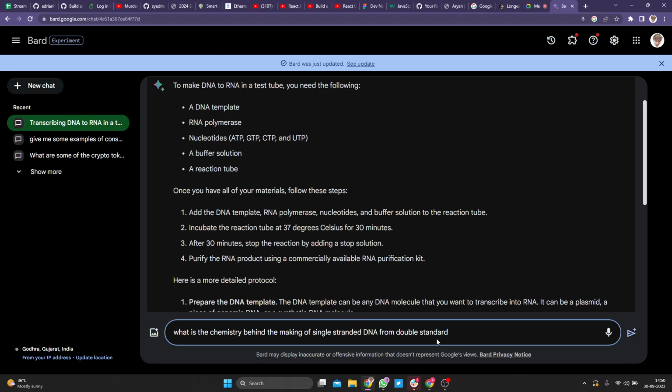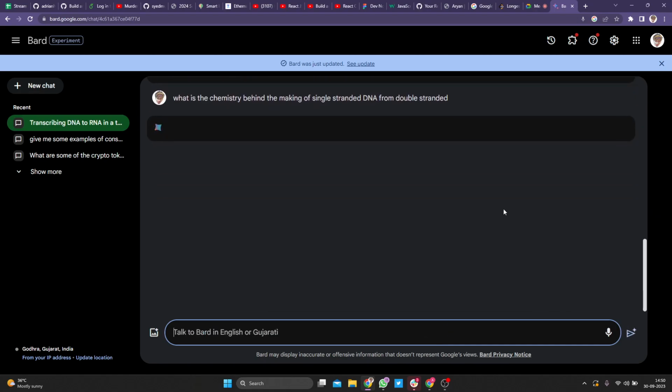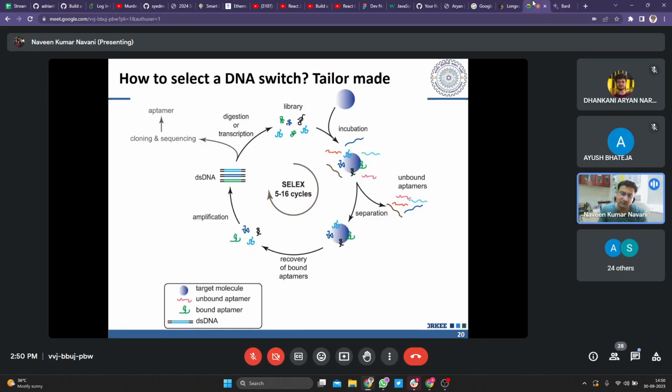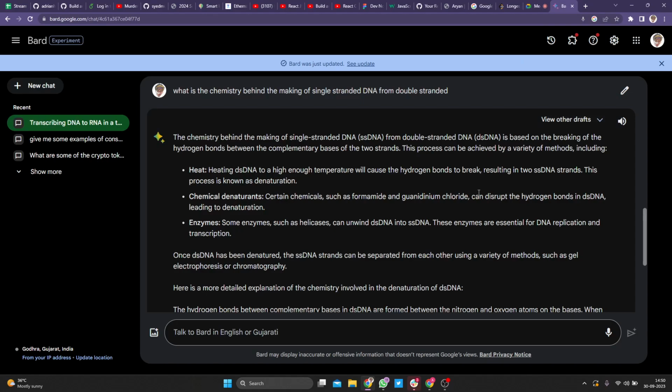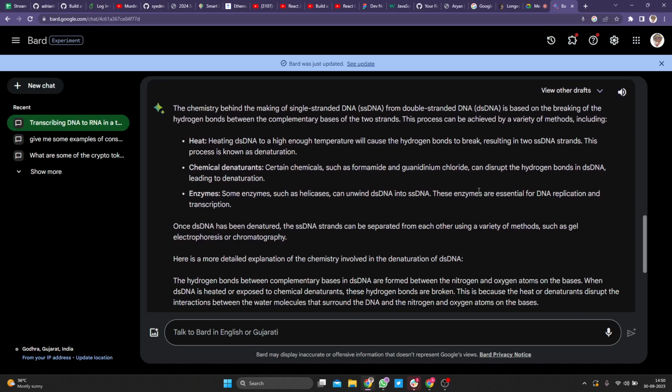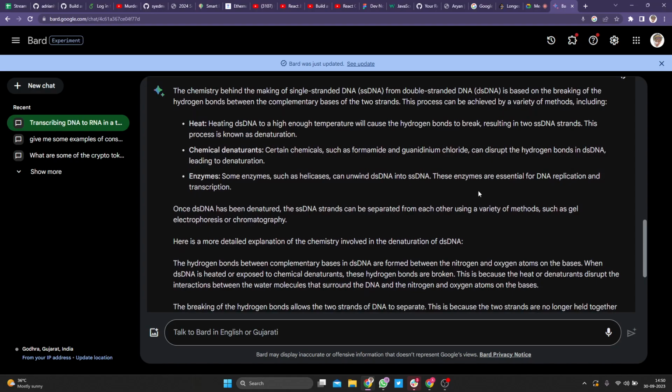But the problem is the moment you remove the heat, you remove the tube from that heating instrument, they will anneal back because bonds will again be formed, right? But there are ways by which you can keep the DNA in single stranded form, and I'll teach you when I'm teaching you physically how to make it single stranded. Okay, now let us go to the next step.